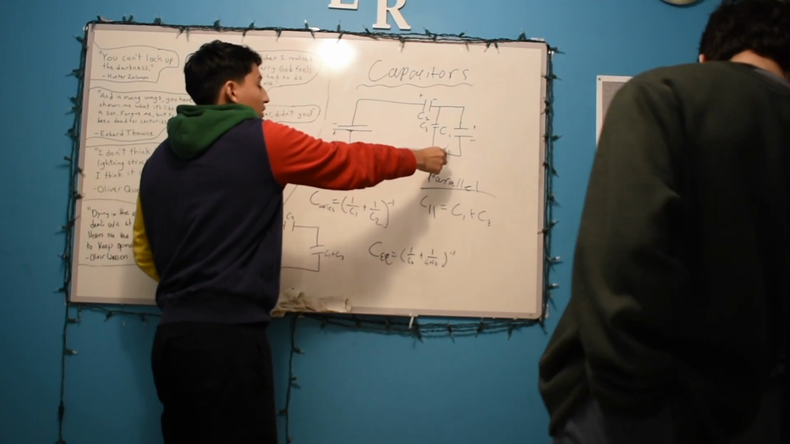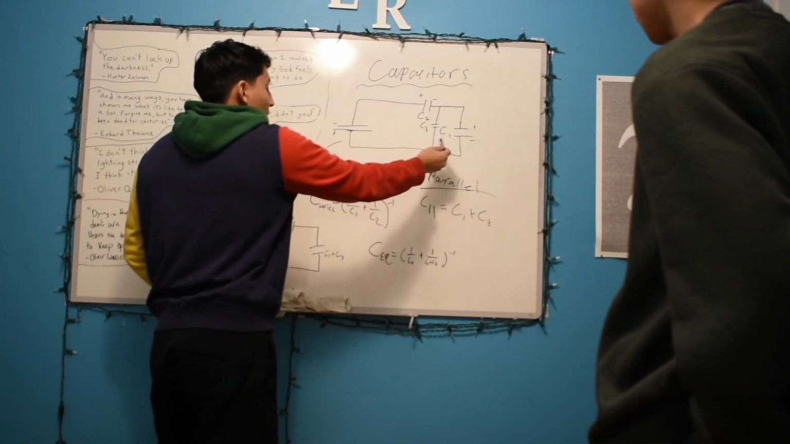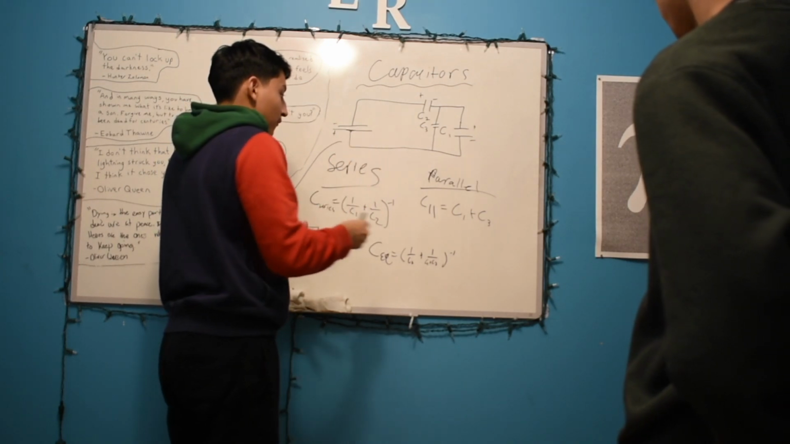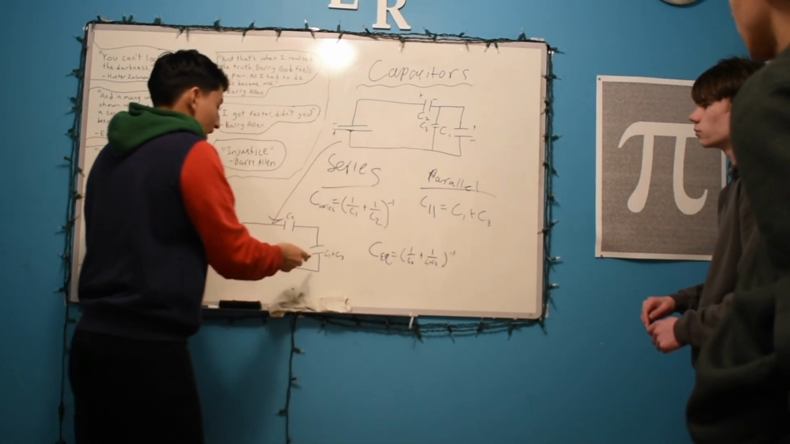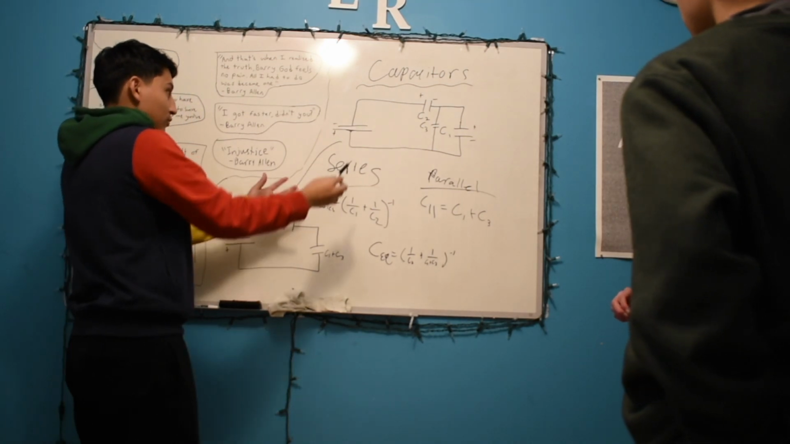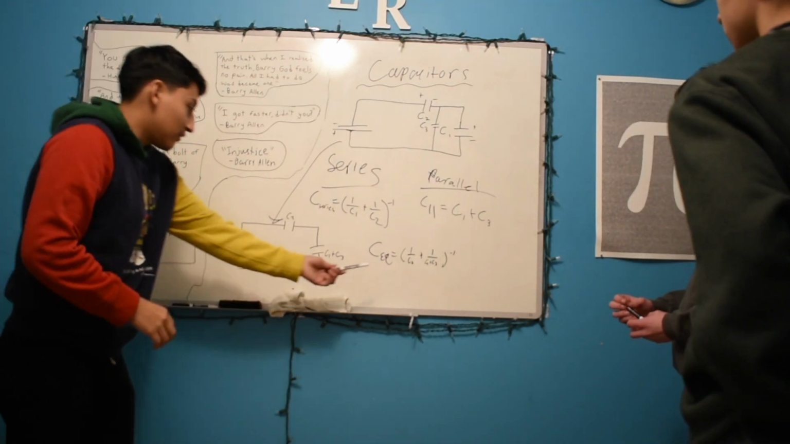If you have a parallel part, you can combine them. You can add them to get the total of the parallel, and then turn that into a series, which just makes it a lot easier to find the complete total.